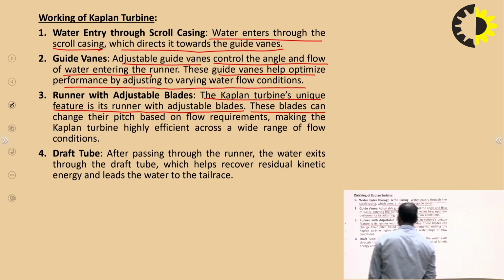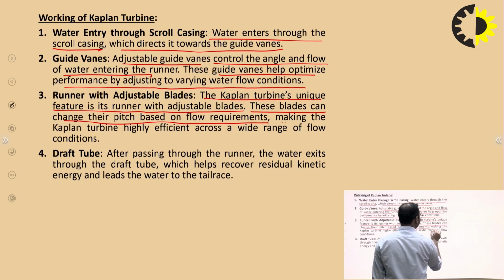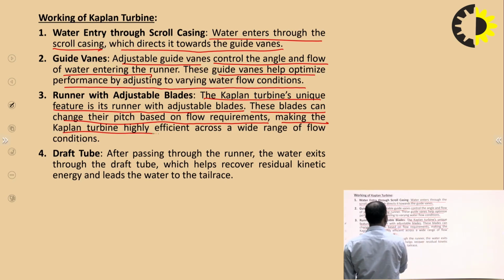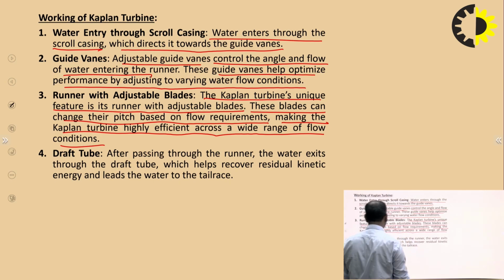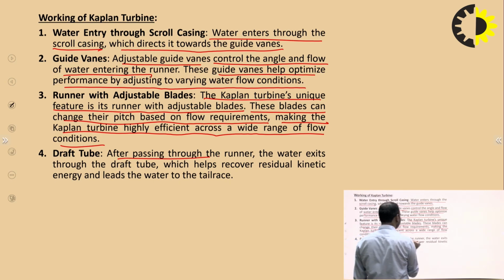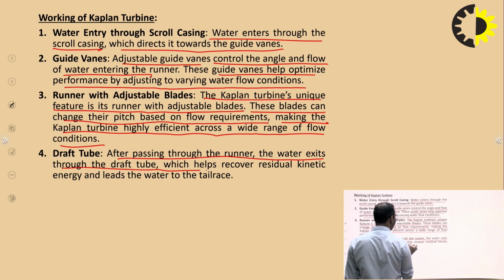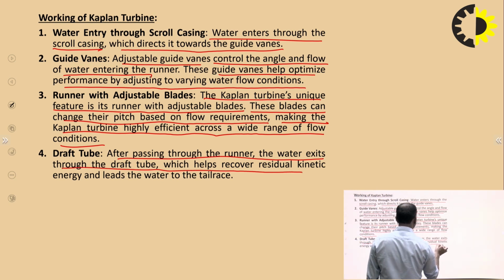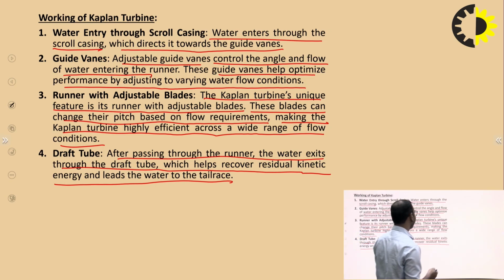These blades can change their pitch based on flow requirements, making the Kaplan turbine highly efficient across a wide range of flow conditions. And lastly, after passing through the runner, the water exits through the draft tube, which helps recover residual kinetic energy and leads the water to the tail race. So this is the working behind a Kaplan turbine.